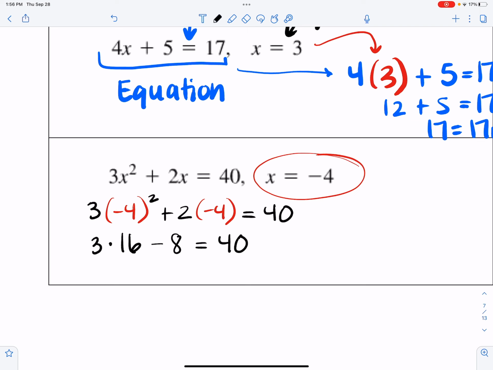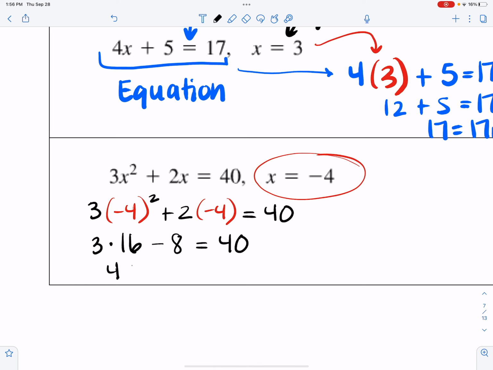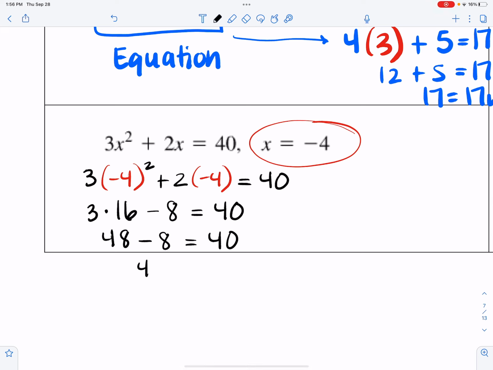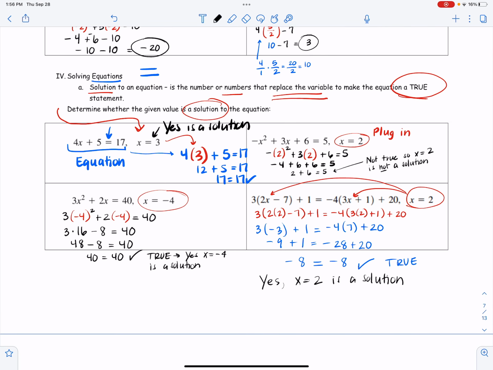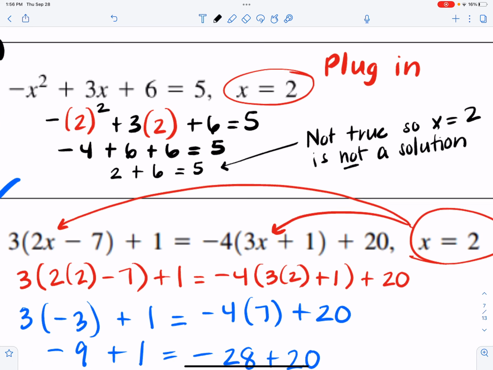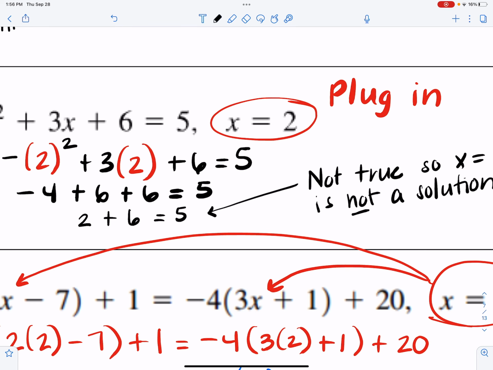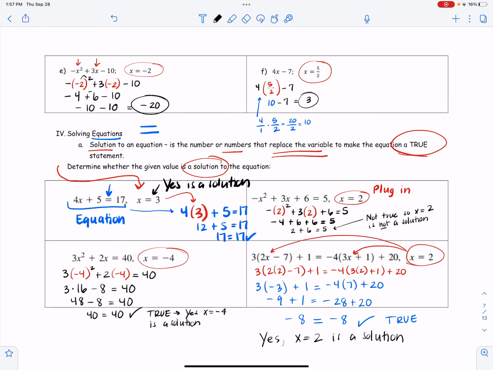So 3 times 16, do your multiplication before addition and subtraction, 48 minus 8. And then you can see this is going to lead me to a true statement. I end up with 40 equals 40. I say that is a true statement, so the answer is yes. -4 is a solution to that equation. If you end up with something that is not true, like this example over here, 8 is equal to 5, that's a false statement. That's how you know that the x value is not a solution.